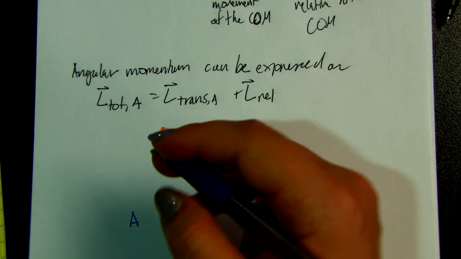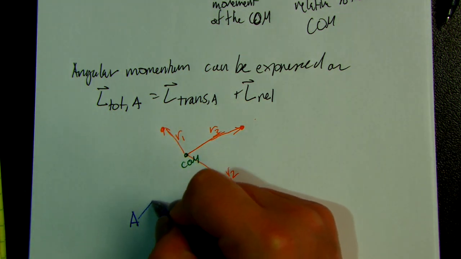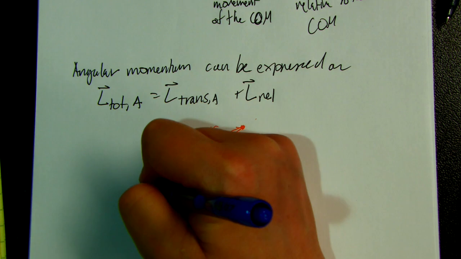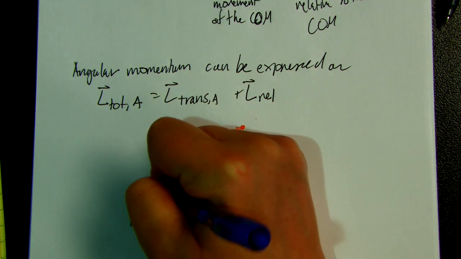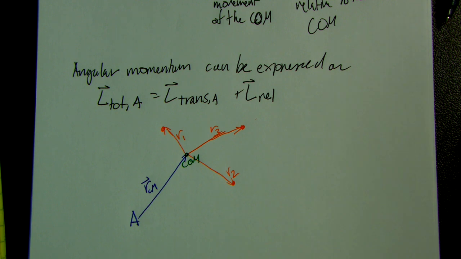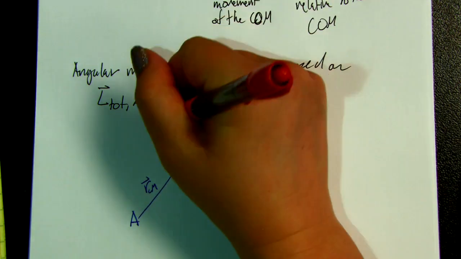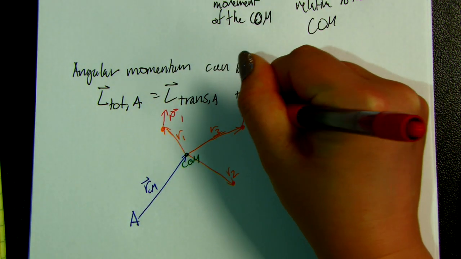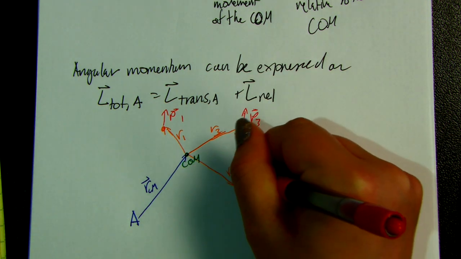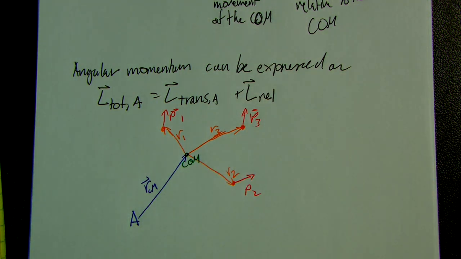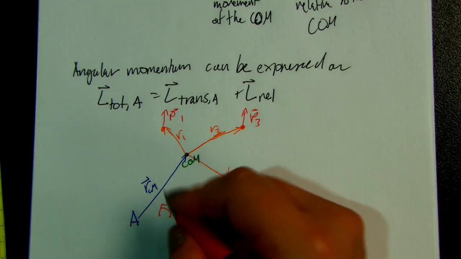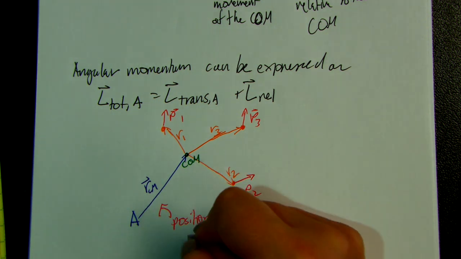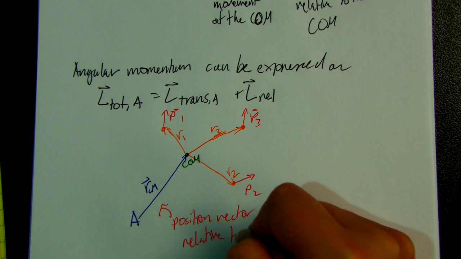We would also have this vector here going from A to the center of mass. Okay, each one of these would have some momentum associated with it, so we've got P1, P3, and P2. Okay, and then I'll make this really clear. This is the position vector relative to the center of mass.